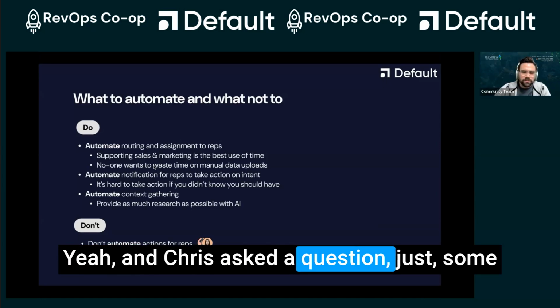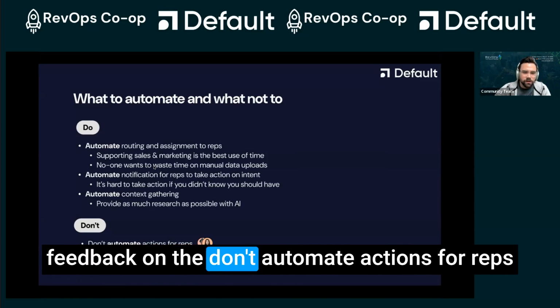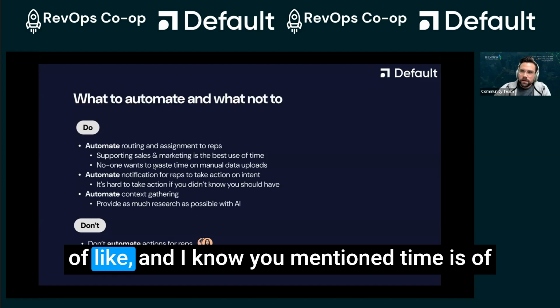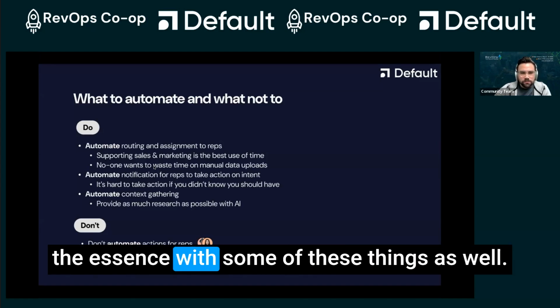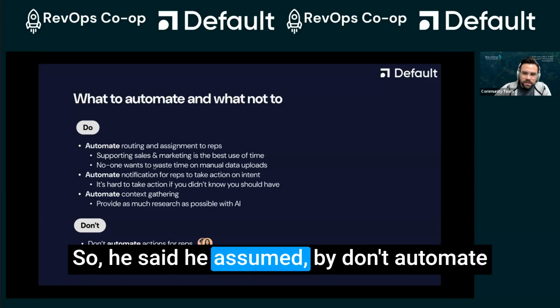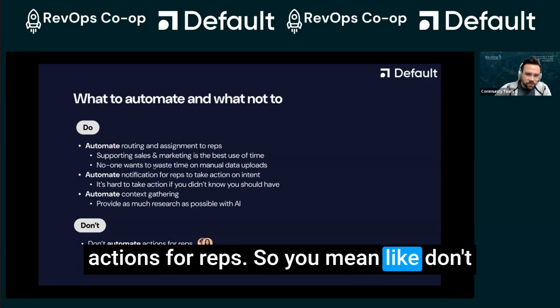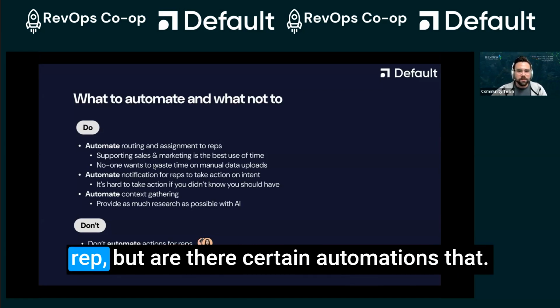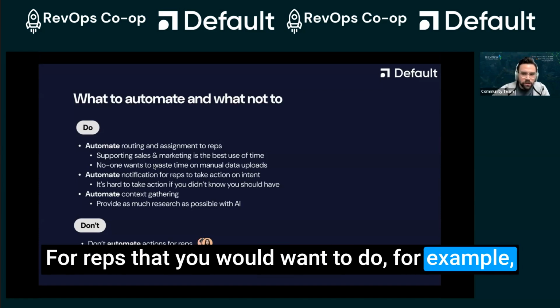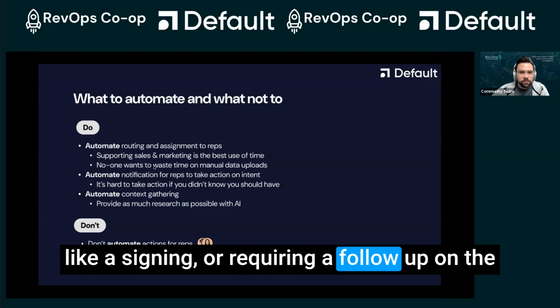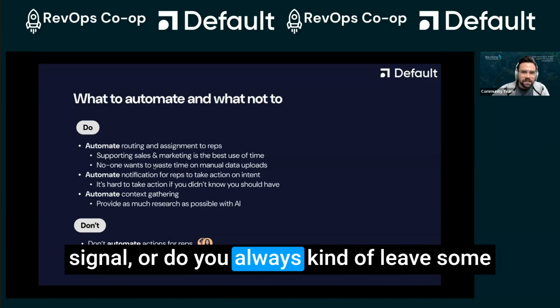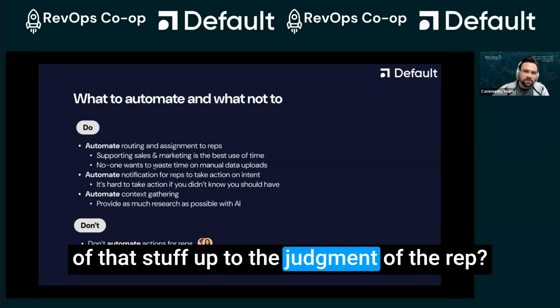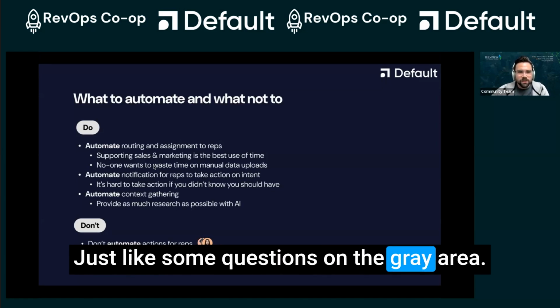Yeah, and Chris asked a question, just some feedback on the "don't automate actions for reps." I know you mentioned time is of the essence with some of these things as well. He said he assumed by "don't automate actions for reps," you mean don't auto-send a templated message for the rep. But are there certain automations for reps that you would want to do? For example, assigning or requiring a follow-up on the signal, or do you always leave some of that up to the judgment of the rep? Just some questions on the gray area.